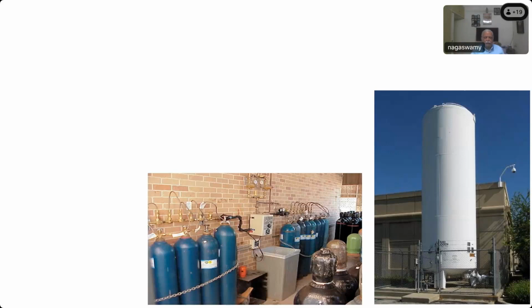Is it the same as the temperature of the small cylinder that you use in your anesthesia machine? No, sir. It's below the critical temperature. Minus 118 is the temperature of the gas inside the small compressed gas cylinder, the E-type cylinder, which we use in our machine, whereas this is minus 183. Okay, much lower temperature.